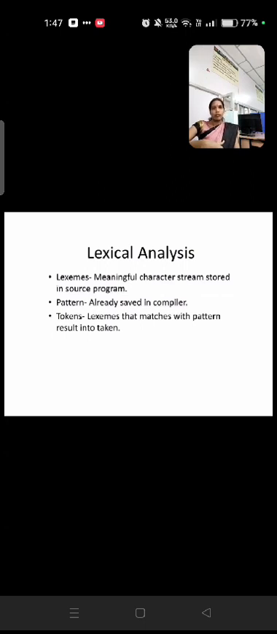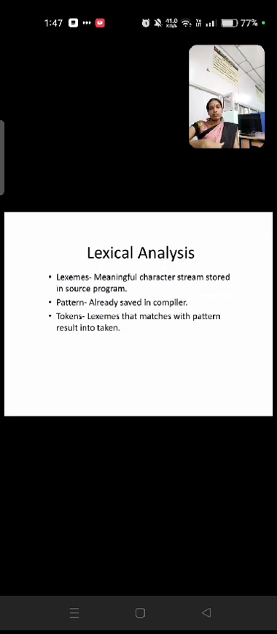First of all, lexical analysis. In lexical analysis, the entire data of the input program can be divided into parts. These parts are called sectors. This is called the lexical analyzer, and we have to scan the entire program.